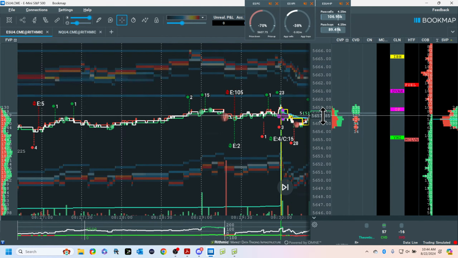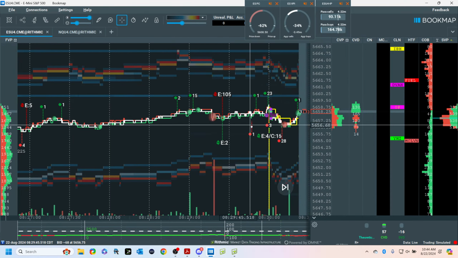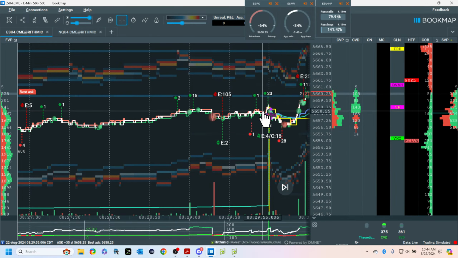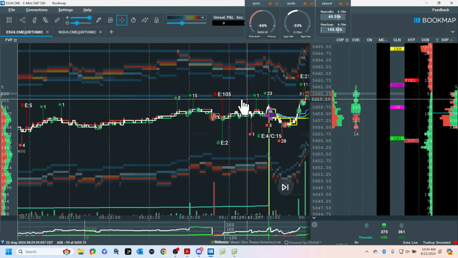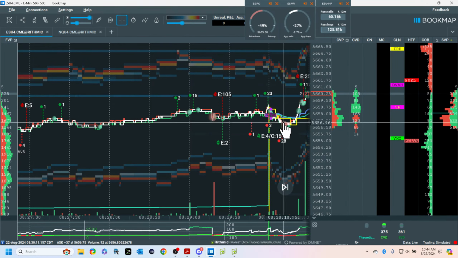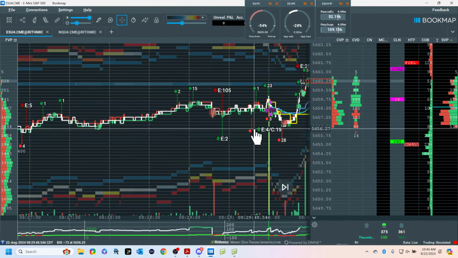So let's focus here on the Trader Lab and structured trades. So this is the RTH open right there. So market comes down. Now I'm going to get into microstructure.